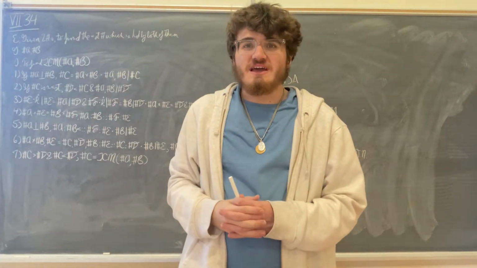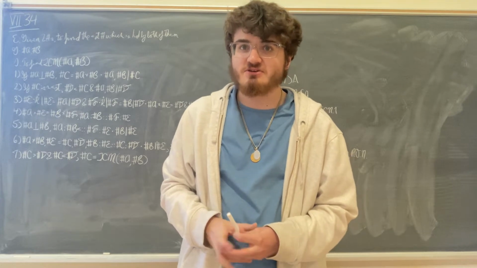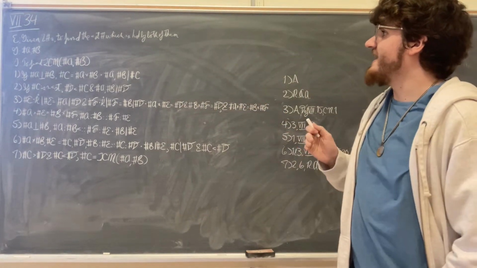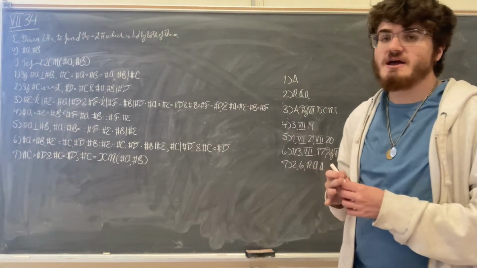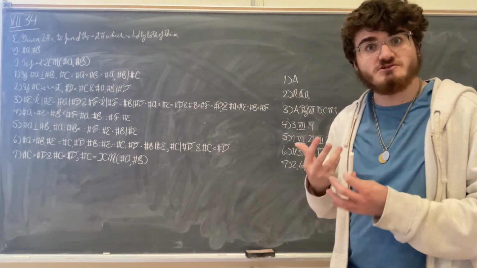Hello! This will be a demonstration of Proposition 34 from Book 7 of Euclid's Elements, which tells us, given two numbers, to find the least number which is measured by both of them. This is the problem of finding the least common multiple of two numbers.